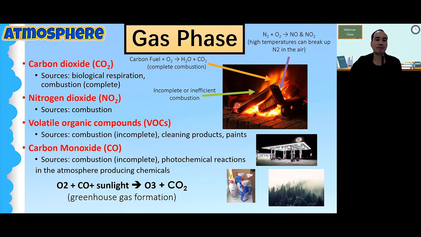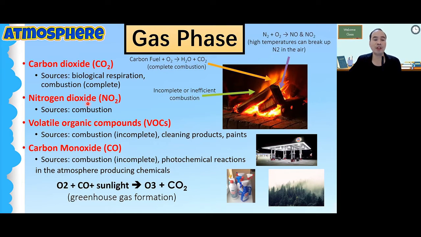Okay? So in your gas phase, let me just share with you some of these gases and some of the sources. For your carbon dioxide, we can find it in your biological respiration, meaning breathing. Humans that breathe, animals that breathe, they release or make carbon dioxide. Also, we have here your combustion or your burning, which is complete. So if we combine your fuel and your oxygen, they will become your water and release your carbon dioxide.